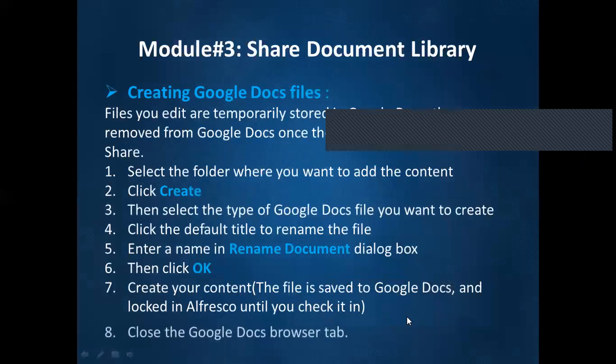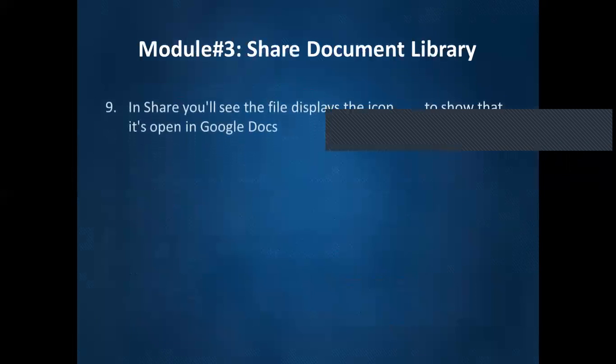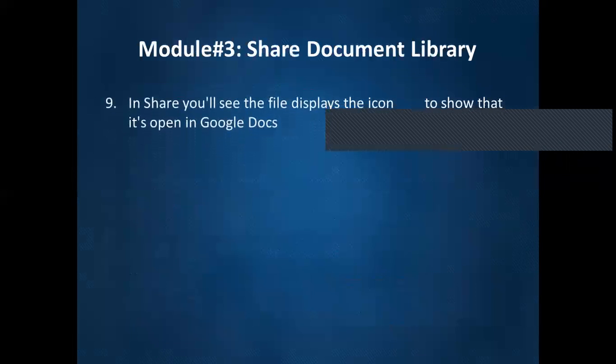Close the Google Docs browser tab. In Share, you will see the file displayed with an icon to show that it's open in Google Docs. Click More in Share, then Check in Google Docs.